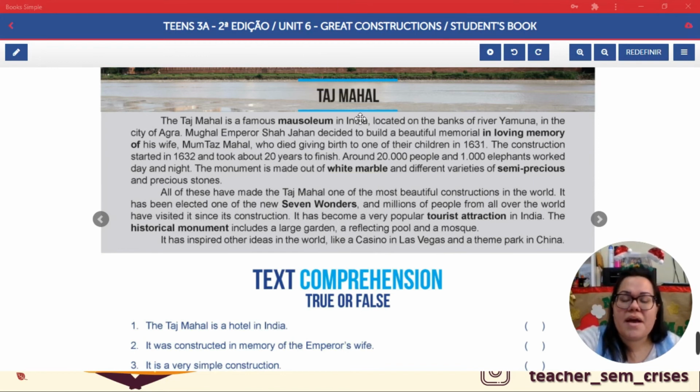And millions of people from all over the world have visited since its construction. It has become a very popular tourist attraction in India.